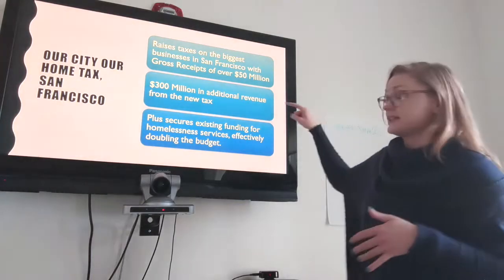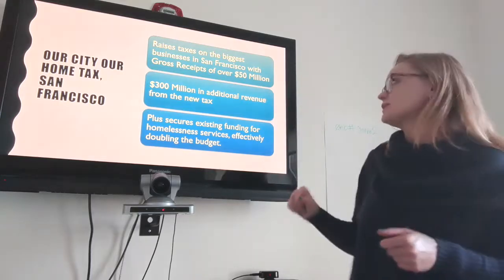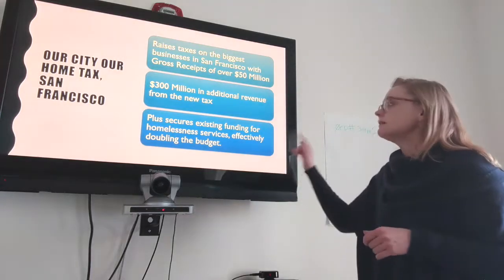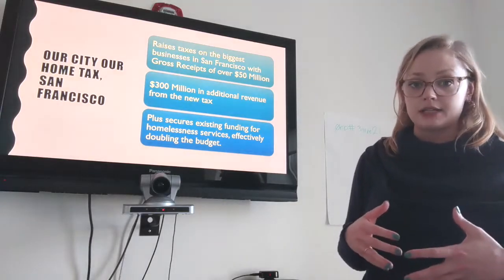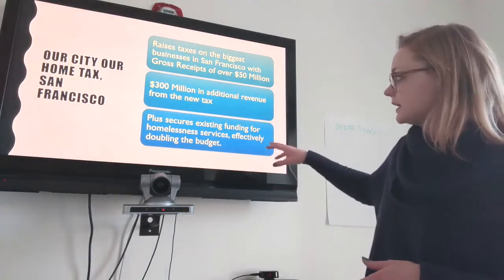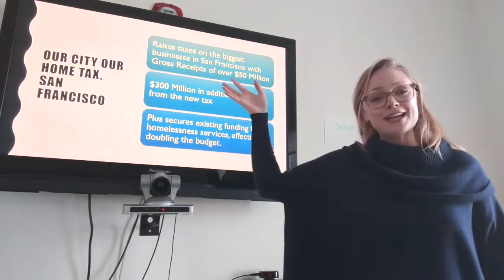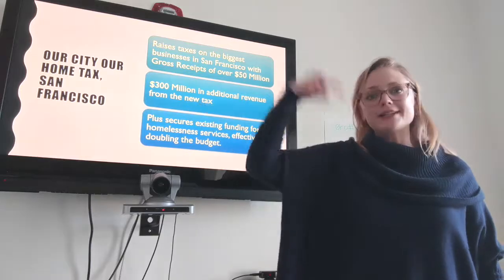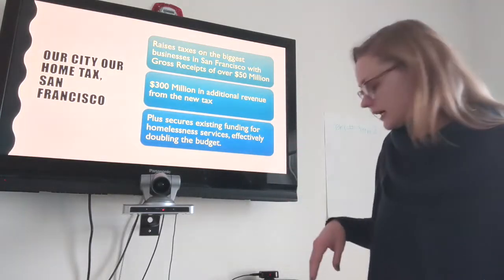What this is going to mean for the city, on the other hand, is $300 million in additional tax revenue. Plus, the measure secures existing funding for homelessness services and affordable housing. The reason they did that was because they wanted to make sure that the city wasn't going to say, hey, great, we have $300 million in new tax revenue coming in, we're just going to replace the existing funding you were already getting for these public services and use that money for something else.